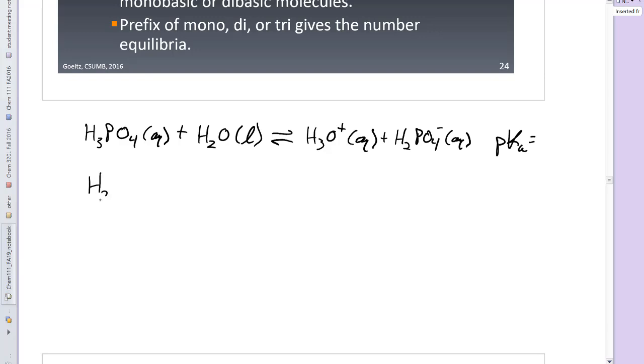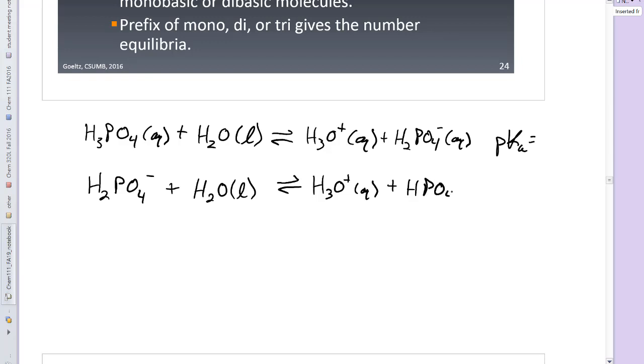So I can start with H2PO4 minus. That's one of the products of the former reaction, but we said this was triprotic. This still has two more protons it could give. So what if that's sitting around in water and it reacts to donate a proton? Same deal: H3O plus, and then A minus, which is whatever I started with, one fewer proton and one more negative charge. Let's do pKa1, pKa2, and you guessed it, pKa3.